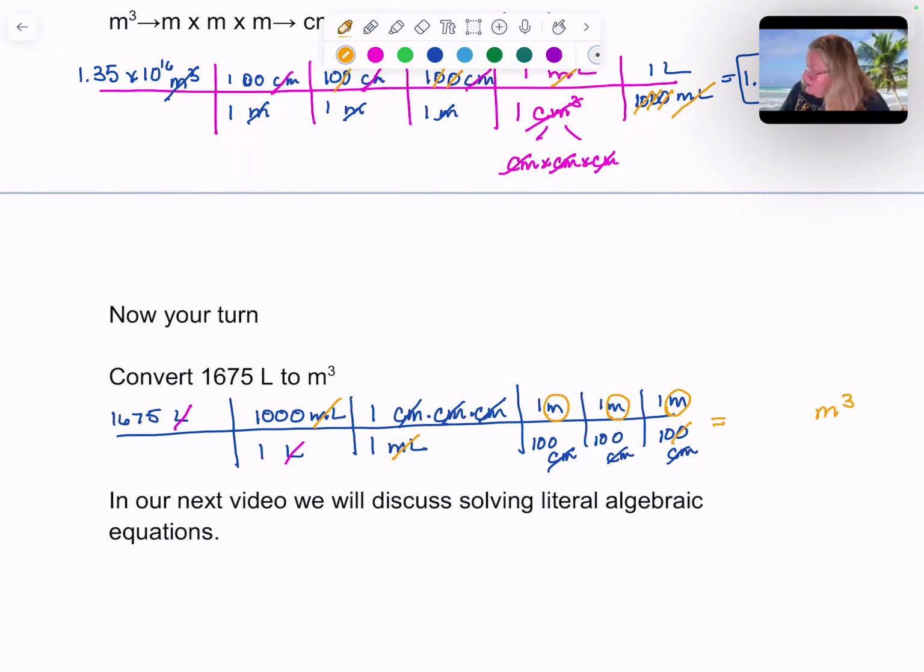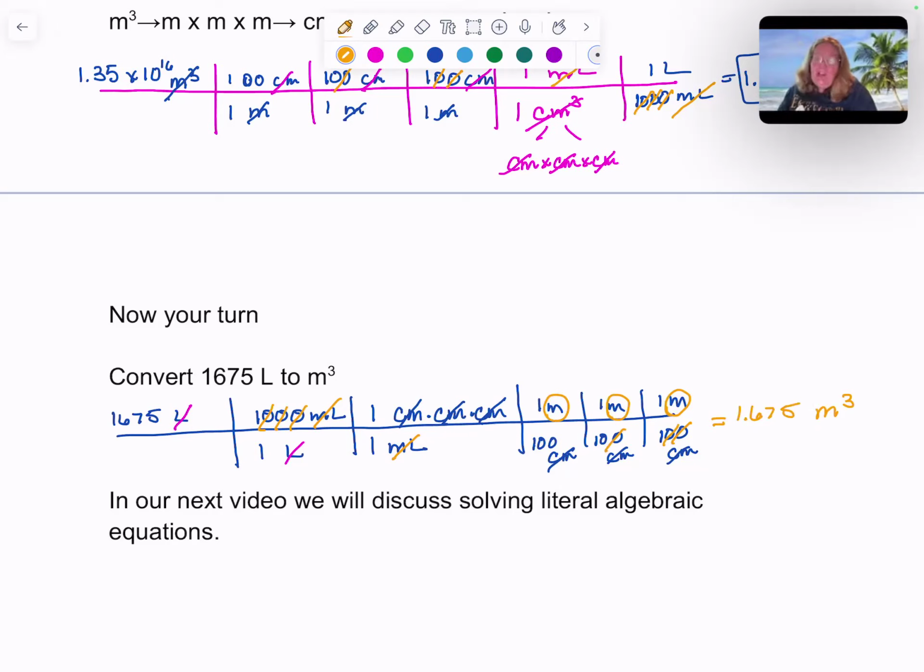We can do a little bit of zero canceling, not a lot. So we're going to have 1,675. 100 times 10 is 1,000. So 1.675 meters cubed is our answer. Sometimes because we can just do our decimal hopping, we don't even need to touch our best friend, the calculator.